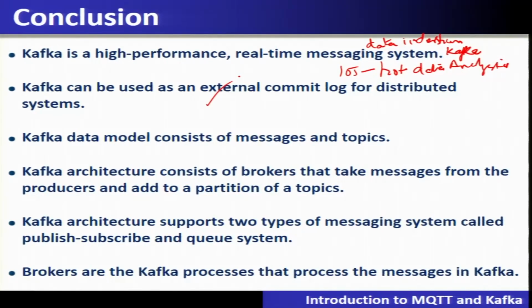We have also seen that Kafka can be used as an external commit log for distributed systems. The Kafka model consists of messages and topics. The Kafka architecture consists of the broker that takes the message from the producer and adds it to the partition of a topic. Kafka architecture also supports two types of messaging systems, called publish subscribe and queuing systems. The brokers are the Kafka processes that process the messages in Kafka. With this, let us conclude this session. Thank you very much.